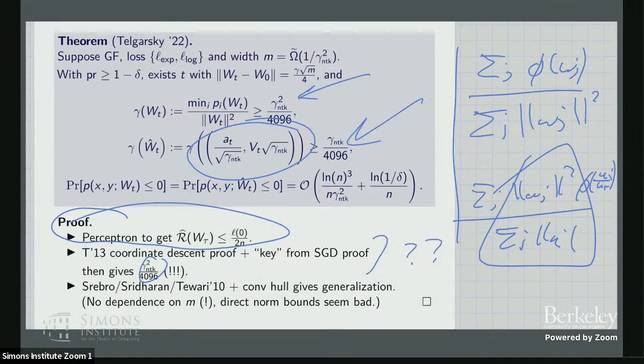So I take Nati's bound, then I take, I guess from Peter's old papers, the convex hull rule for Rademacher complexity, and I get a generalization bound that has no dependence, even logarithmic, on the width of the network. Okay, it's pretty. I was kind of surprised by all of this.